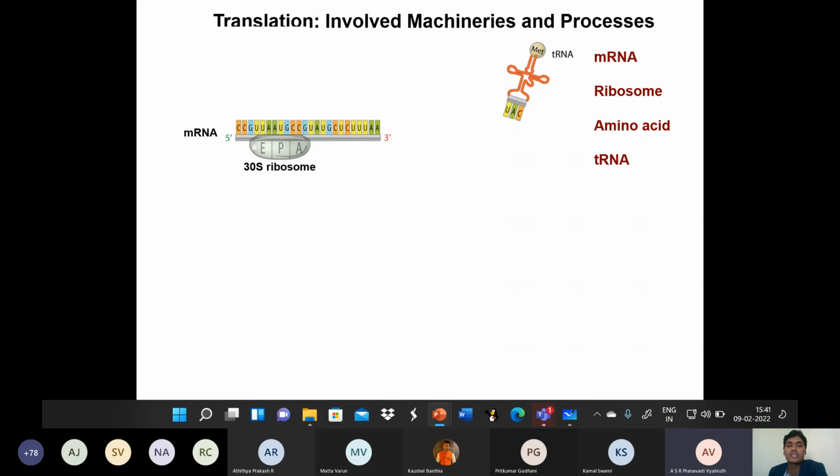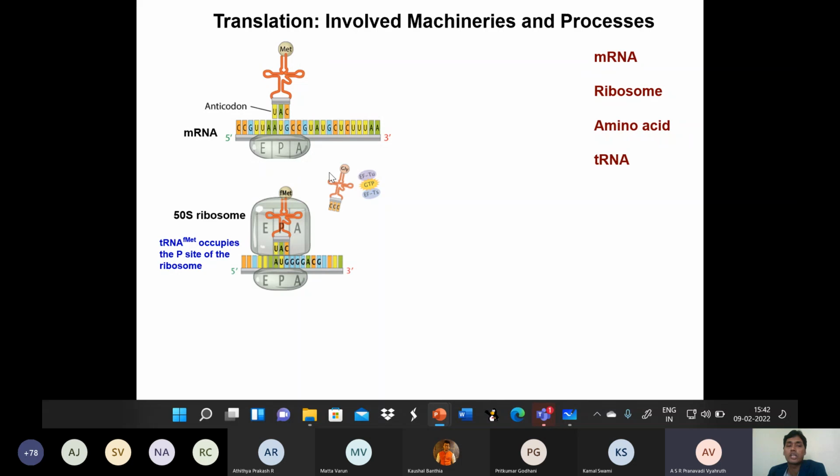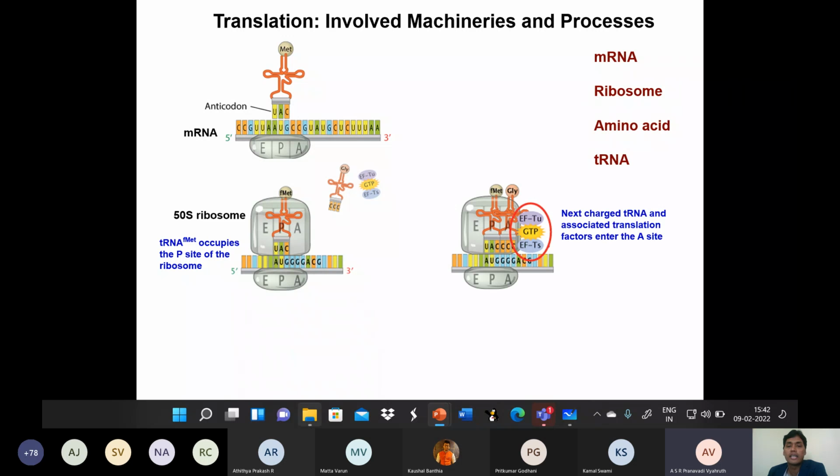Very briefly, the mRNA will be recognized by the part of the ribosome called the 30S ribosome, and then the next tRNA will come. This is the anticodon, and it's bringing the first amino acid, methionine. Then in the next step, the other portion of the ribosome joins. This is the complete ribosome, and now it will bring the next amino acid. As a result, those two amino acids are close to each other, and the ribosome will catalyze the reaction.